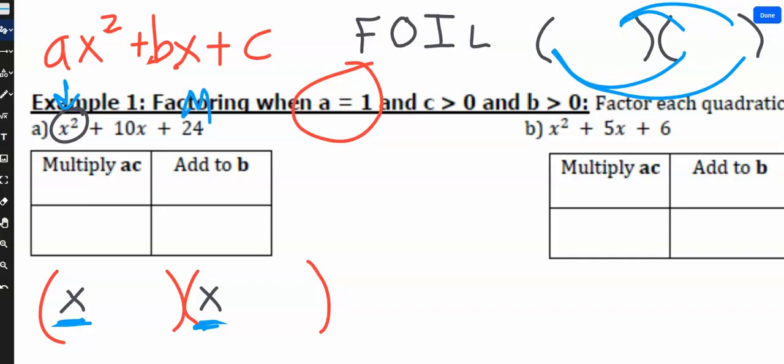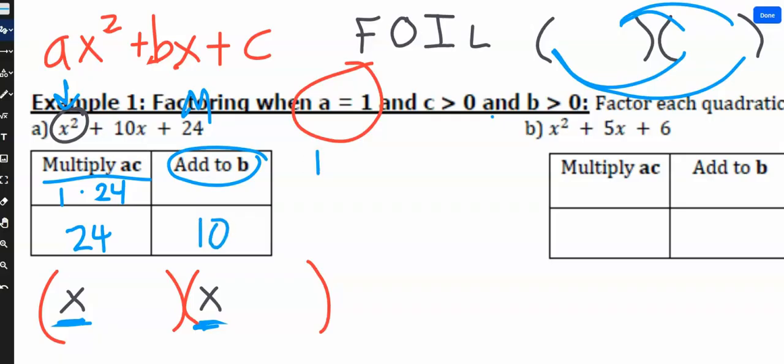The last one can be found by multiplying. I need two things that multiply together to give me 24. Okay? Now, you'll notice that right here it says multiply a and c together. That's pretty boring right now because you've got a 1 and a 24. Well, 1 times 24 is 24. In the future, that's not going to be a 1, and that will make a difference. But it says right here that they have to add up to the b value, which is 10.